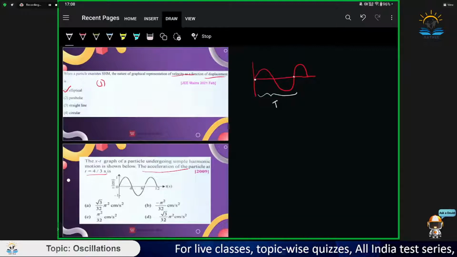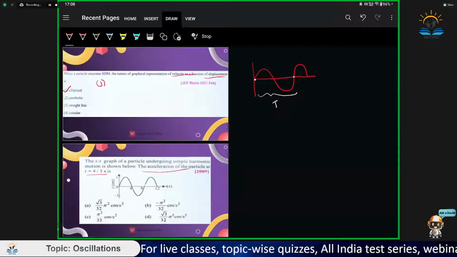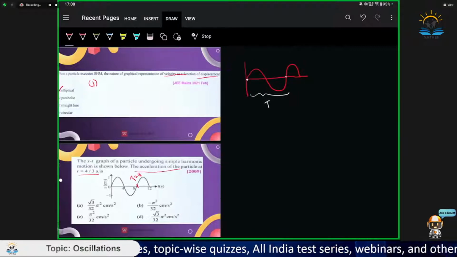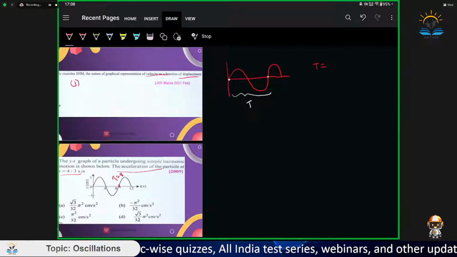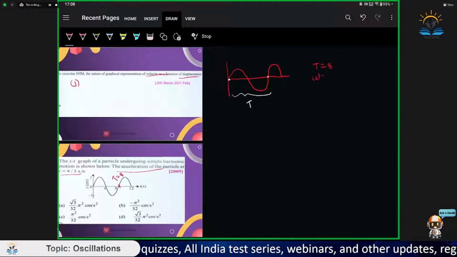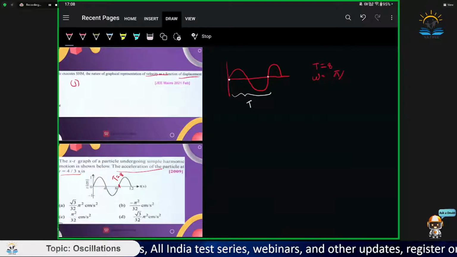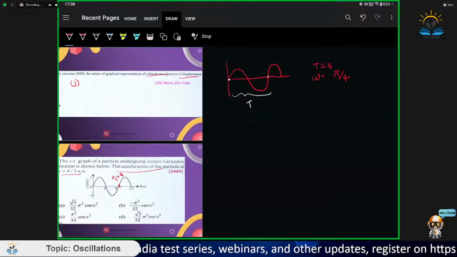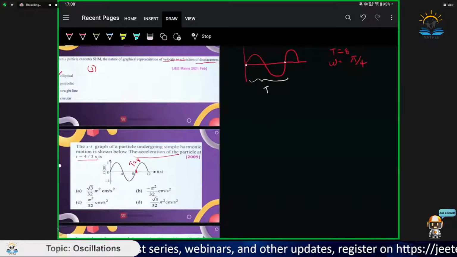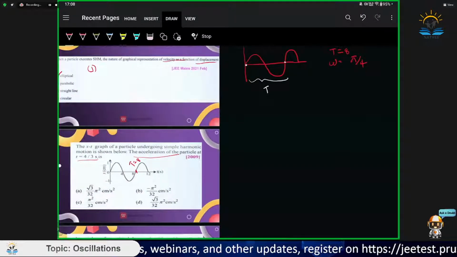The time period is 8. So if the time period is 8, omega will be 2 pi by 8, that is pi by 4. So we got omega as pi by 4. We have to find out the acceleration. For that, we have to know what the amplitude is, right?